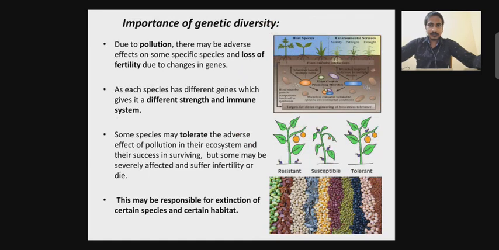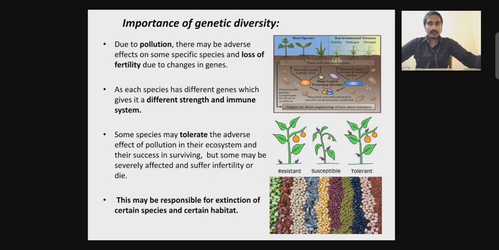Importance of genetic diversity: due to pollution, there may be adverse effects on some species, right? And in turn, they may lose fertility. For example, the crops. If the crops are not resistant enough, if they are susceptible, they will die. Eventually they will die, and no crop will be yielding, right? This is followed by loss of economy, and there will be hunger, starvation, and famine, which may result in the death of an individual. So being genetically able to resist such adverse or unfavorable conditions will prove to be a boon, isn't it? In this regard, genetic diversity is very important.